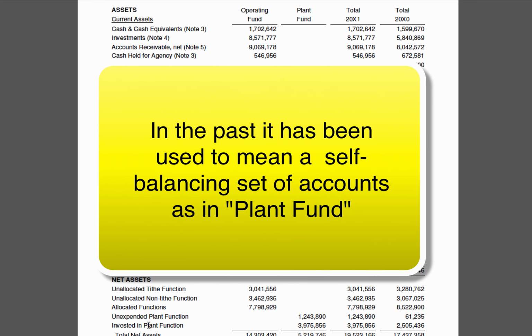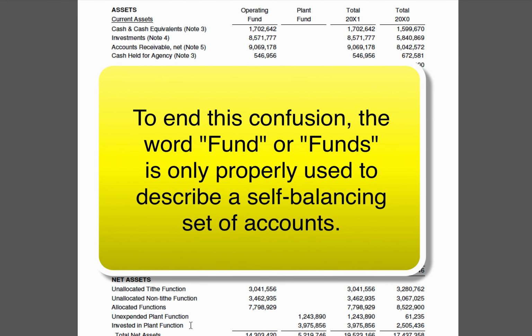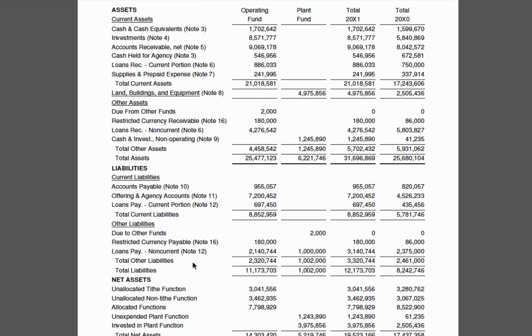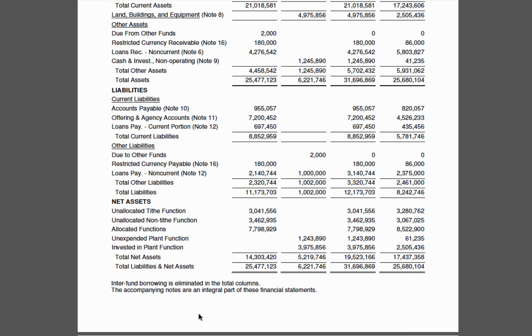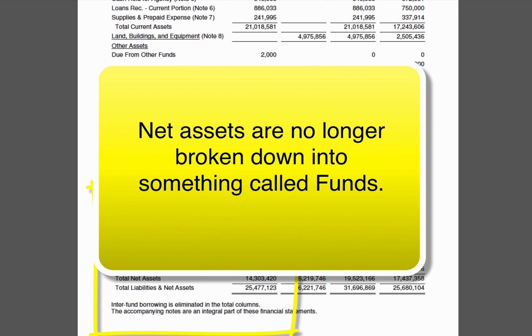In old-timey days, we would have funds down here in net assets, which were substantially different than the retirement funds being assets up in the asset section of the balance sheet. To simplify this, in the Adventist world now, we are not calling net assets funds. We're calling them functions.